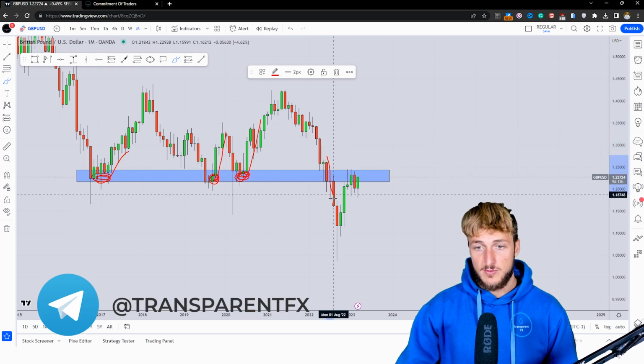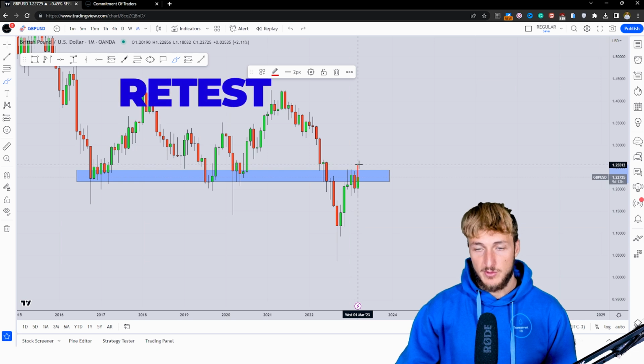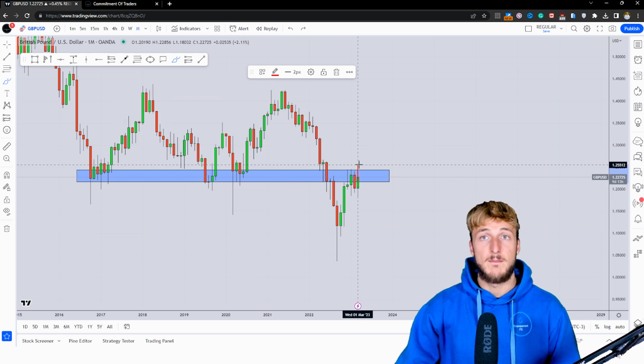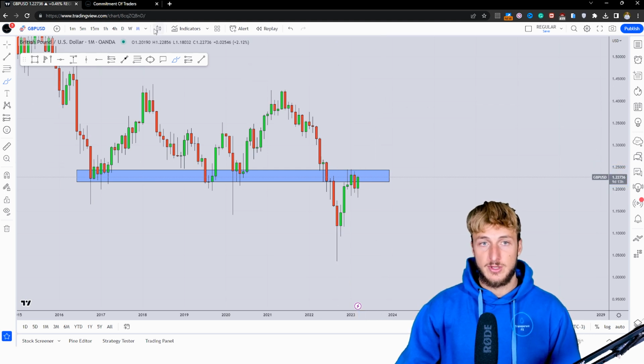And at the moment, as we have broken below the zone and we're currently retesting it as resistance, we could expect a deeper test of that zone, meaning that we could expect a bit more bullish price action to be created before then getting rejected to the downside.